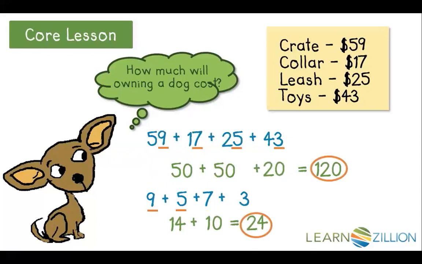120 and 24 are the partial sums, so I need to add them together to get the final answer. 120 plus 24 equals 144. So the dog supplies will cost $144.